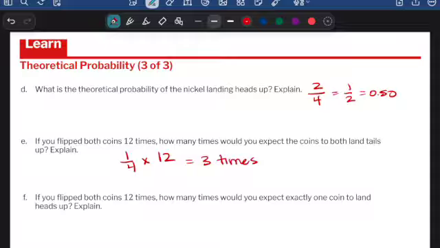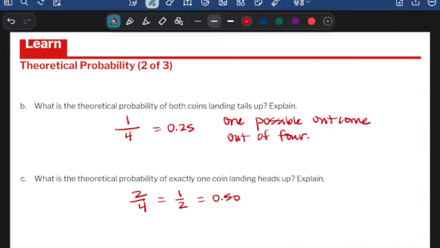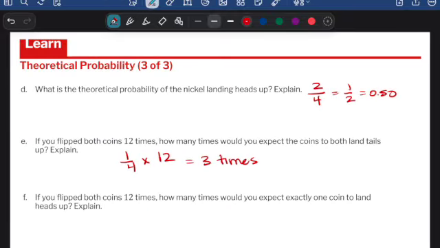If we flipped both coins 12 times, how many times would we expect exactly 1 coin to land heads up? So again, we've already figured out the relative frequency of only 1 coin being heads up. We did that in part C. That was a 50% chance, or 1 out of 2. So 1 out of 2 for 1 trial. If I do that trial 12 times, I would expect to see only 1 coin be heads up 6 times. 50% of the time.